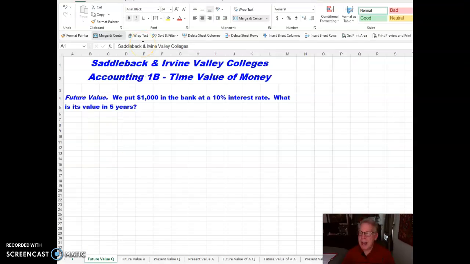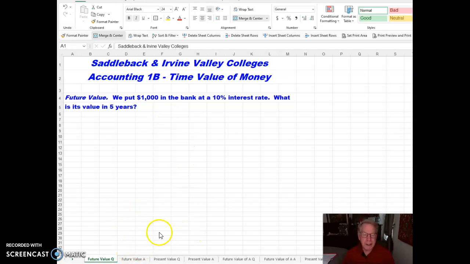Okay, in our first tab here, it's described as the future value of an amount. We have then the present value of an amount, which we'll get to here, the future value of an annuity, and the present value of an annuity, those four items. So let's take a look at how we do this. I think you'll find this relatively easy. Future value. I put $1,000 here in the bank at a 10% interest rate. What's its value going to be in 5 years?